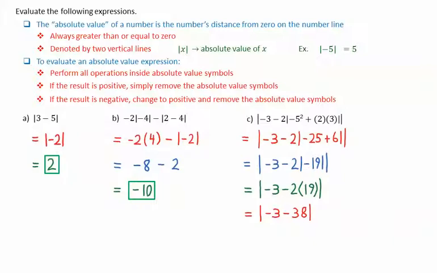And then -3 minus 38 is -41. The absolute value then of -41 is +41, which is our final answer.